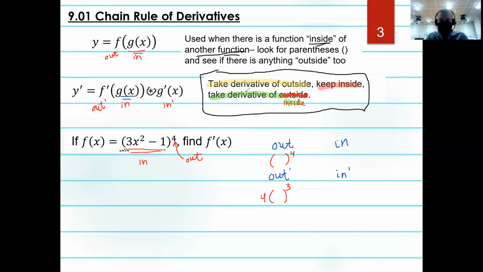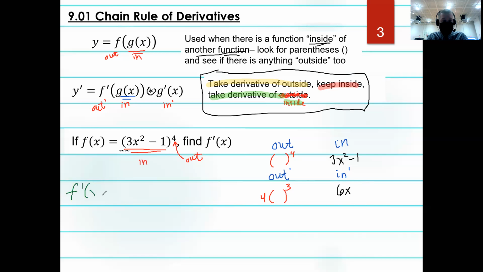Now the inside is going to be that 3x squared minus 1. That might be a little bit easier to see, right? We can just see that's the inside of the parentheses. So taking the derivative, that's going to be 6x to the first minus 0, because that's a constant, so just 6x. And now we're going to have to really pay attention to our order when we put this together.